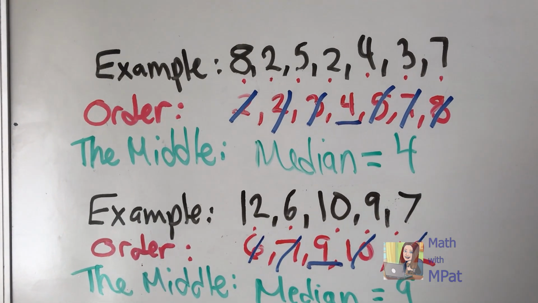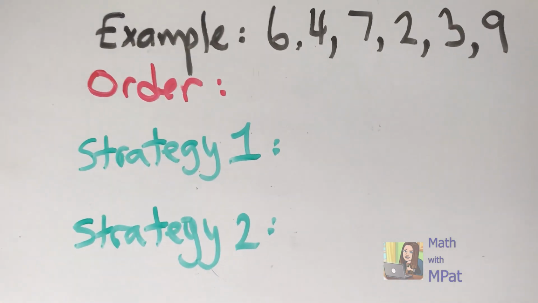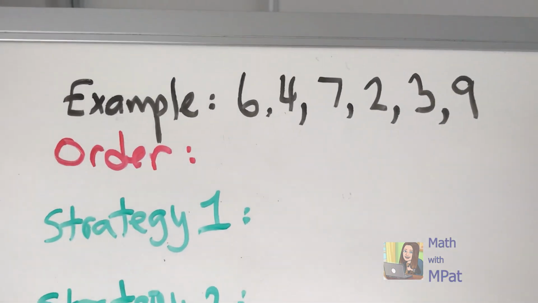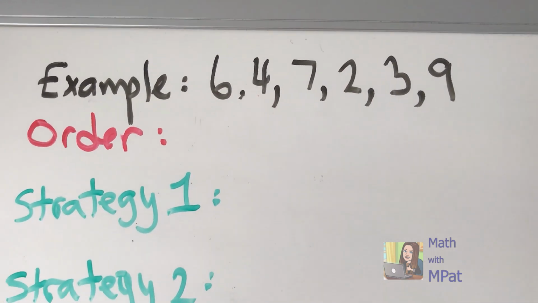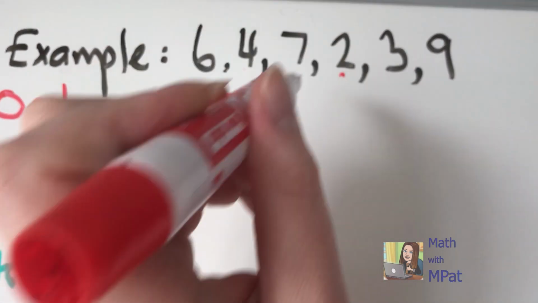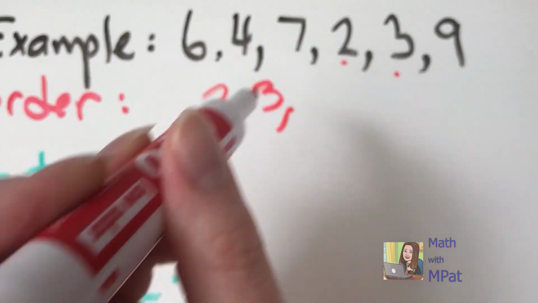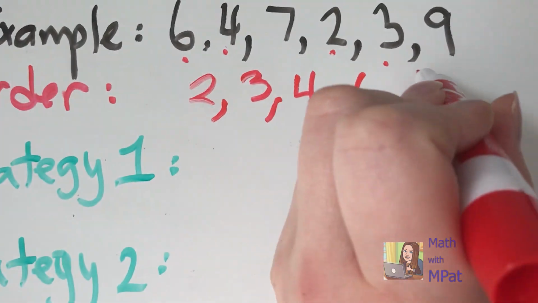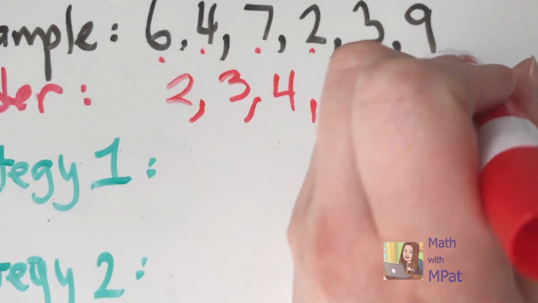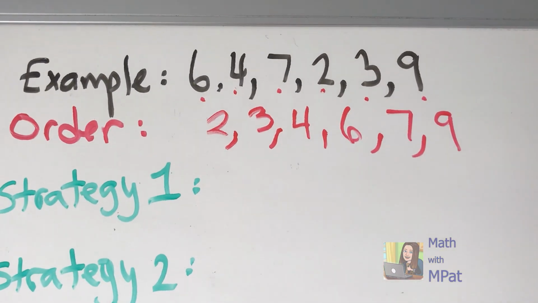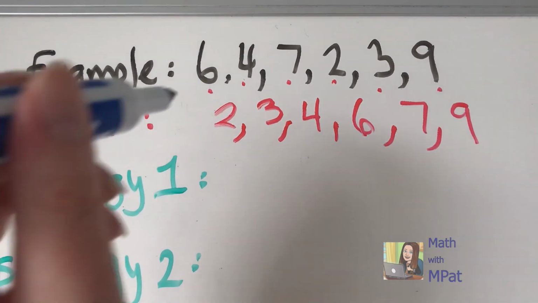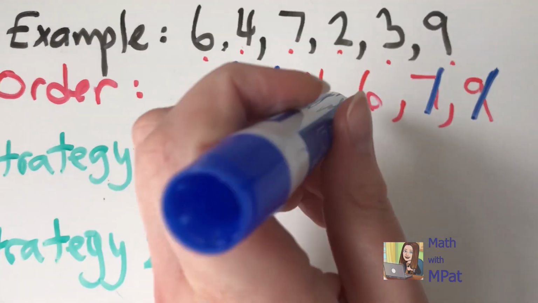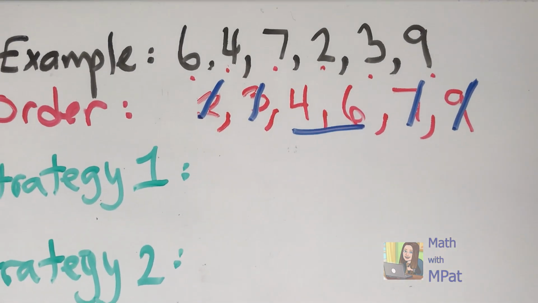Let's find out. Here we have an even set of numbers. We have 1, 2, 3, 4, 5, 6 numbers. 6 is an even number. Let's reorder them. We have 2, 3, 4, 6, 7, and 9. There we go. Let's cross them off like we would the first time. On the other side. Cross it off again, but I have 2 numbers in the middle now.